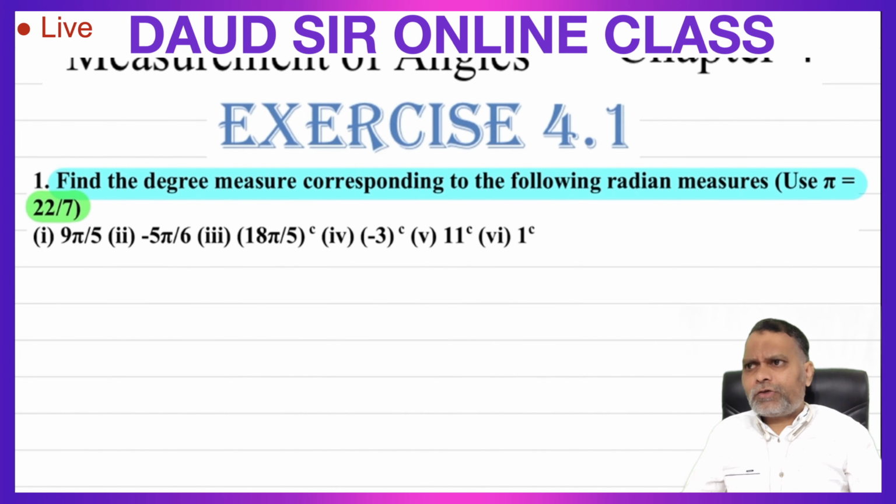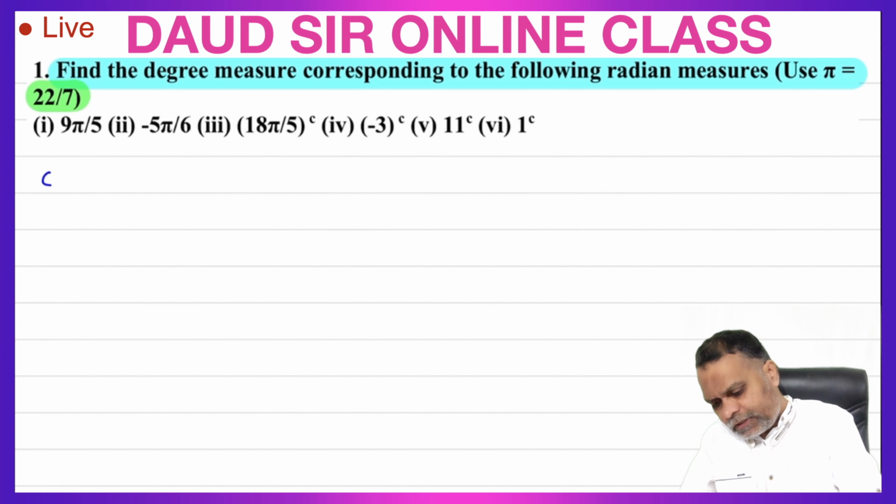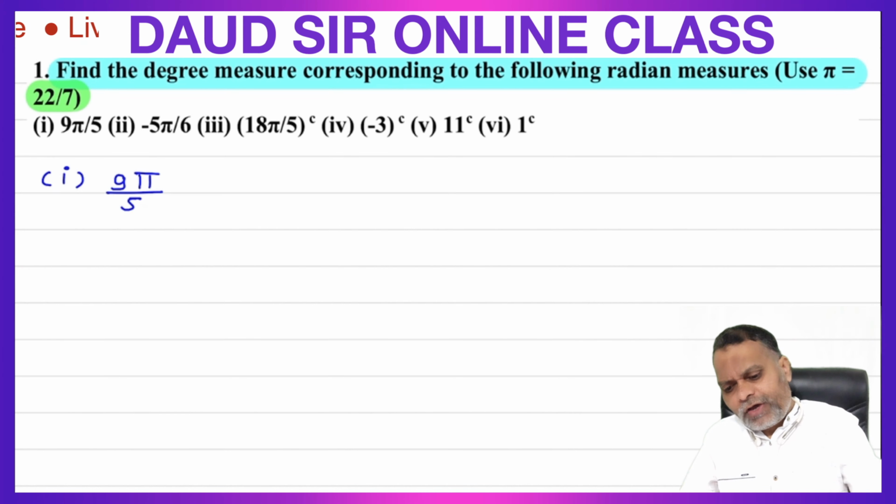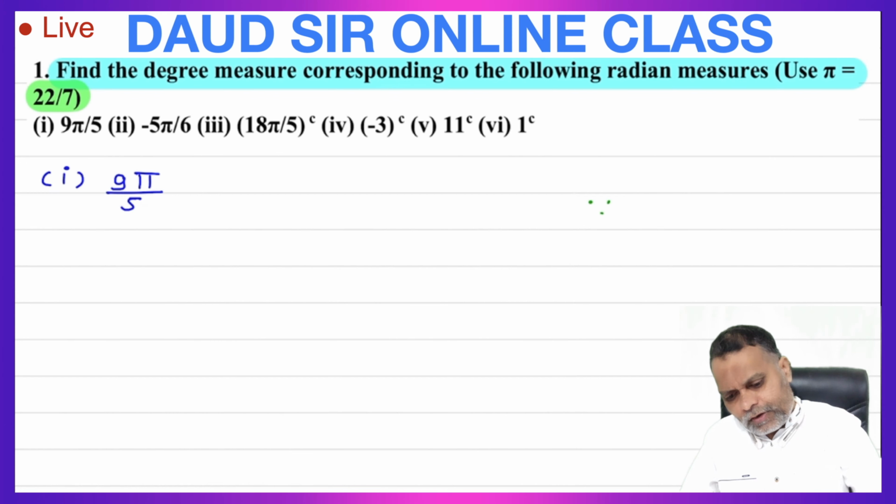Here in this question we have to find out the degree measure corresponding to the following radian measures. Radian measures are given, we have to convert them into degree measure. Part first, 9 pi by 5 radian. This radian we have to convert into degrees. So we have one relation, since pi radian is equal to 180 degree.